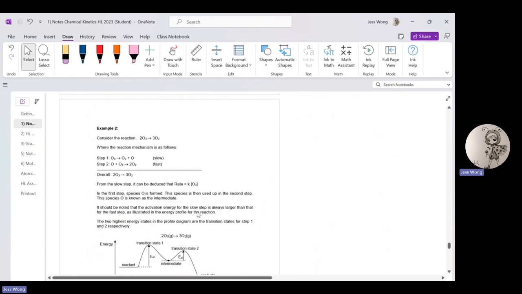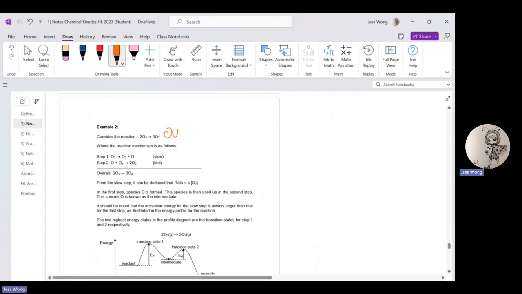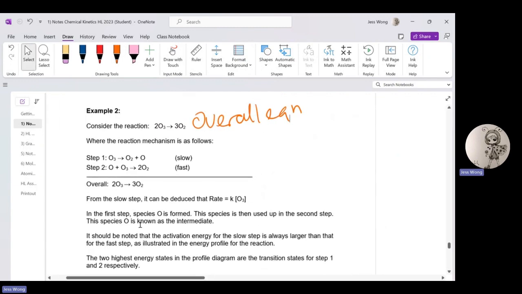In this example, I have 2 ozone breaking down into 3 oxygen molecules. That's the overall equation. The mechanism I'm suggesting is that during the first step, 1 ozone breaks down to form an oxygen molecule and an oxygen atom. Can you see this is my product, right over here? And ozone is my reactant. The O atom here is an intermediate.